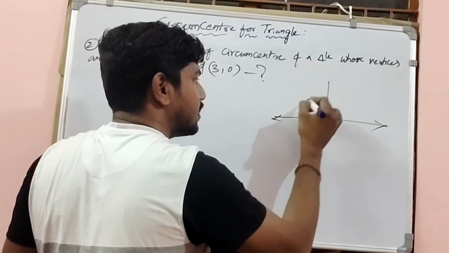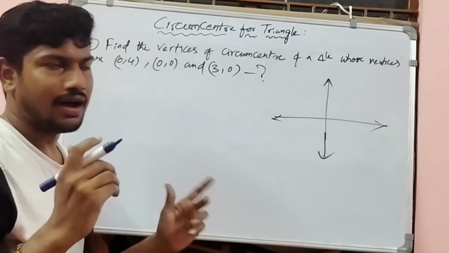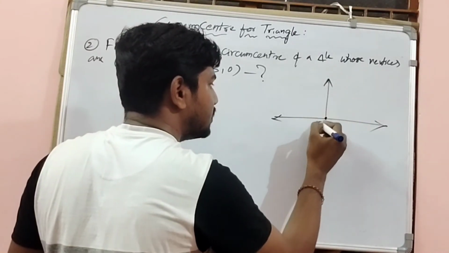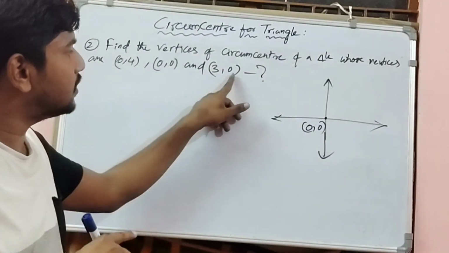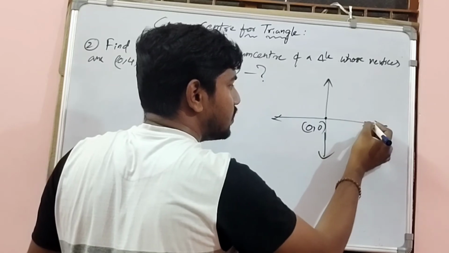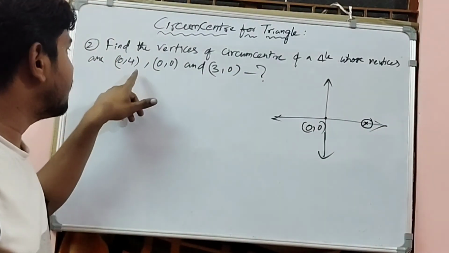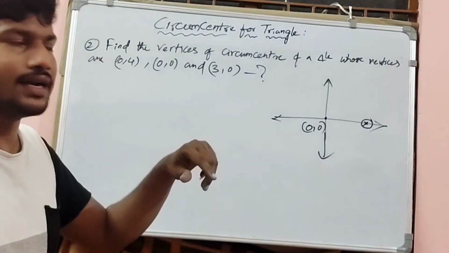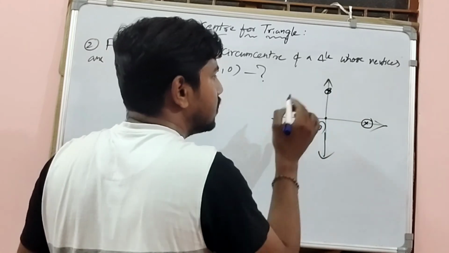So it is x axis and it is y axis. We know very well 0 comma 0 is the origin. I can plot here 0 comma 0. And next the given point is 3 comma 0. So for 3 comma 0, x coordinate is 3, y coordinate is 0. It will lie on the x axis. Next 0 comma 4, x coordinate is 0, y coordinate is 4. It will lie on the positive y axis.